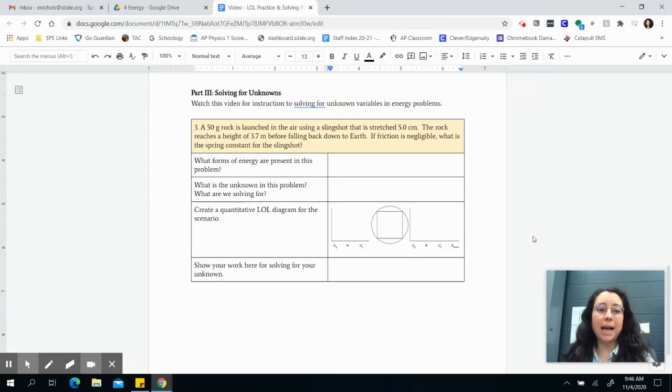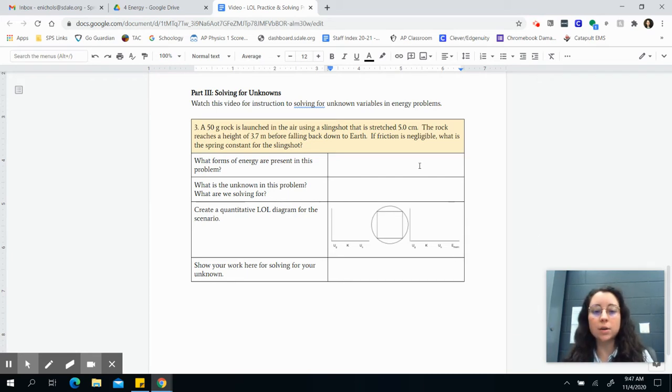Morning. This is our last problem in my series on solving for energy problems. So this one we're going to be solving for unknowns. We've just been building up to this moment. This is how you should really solve your energy problems to be the most successful on your AP exam.